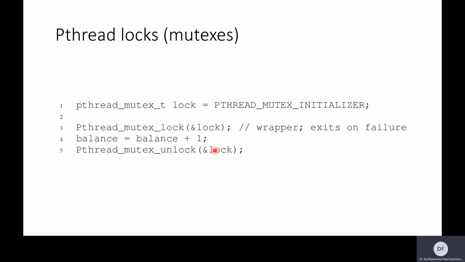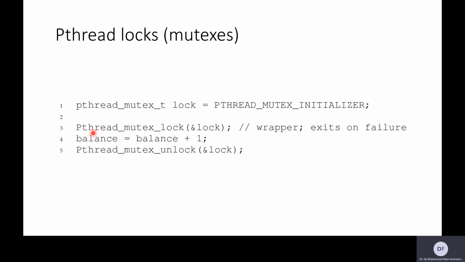The pthread library also provides locks. It provides a data type pthread_mutex_t, which is of type lock. Mutex, as we said, is for mutual exclusion, so in pthread, locks are called mutexes. Of this type we declare a variable, and you can give it any name. Here it's called lock. This variable now behaves like a lock. We should initialize it with PTHREAD_MUTEX_INITIALIZER, and then we can protect our critical sections by using locks.